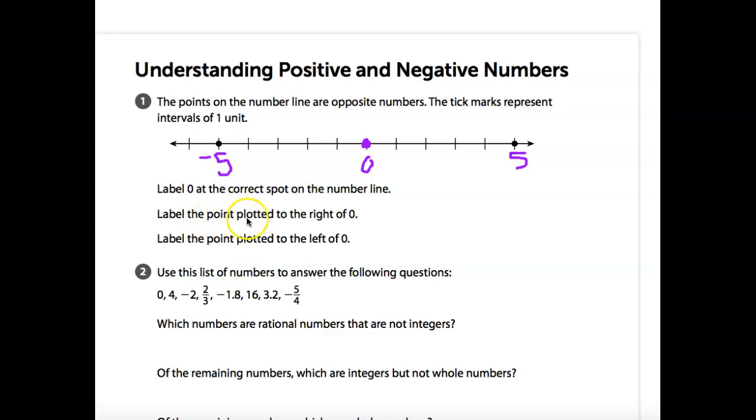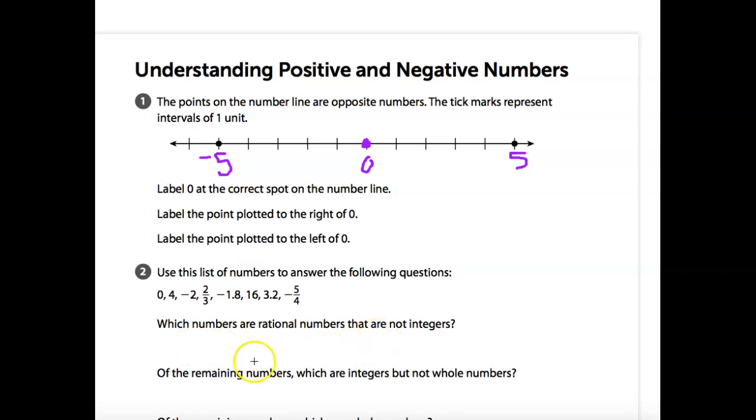All right, label the point plot. Okay, we did that and we did that. We labeled it 5 and negative 5. All right, use this list of numbers to answer the following questions. Which numbers are rational numbers that are not integers? All right, which numbers are rational numbers that are not integers?